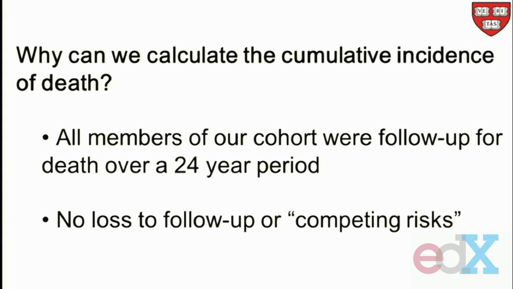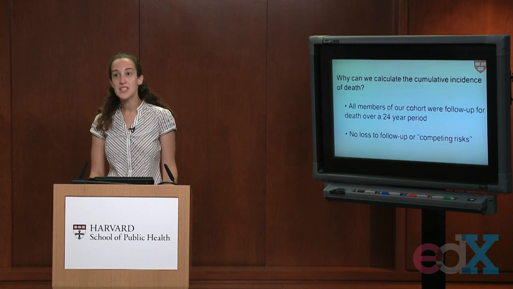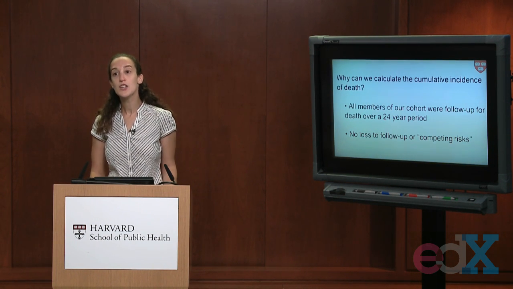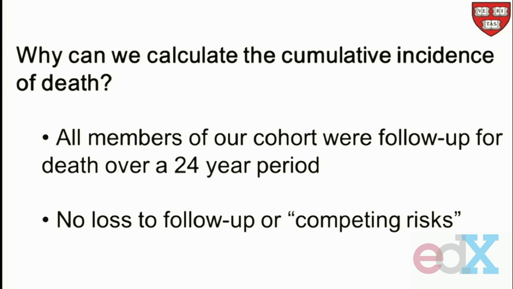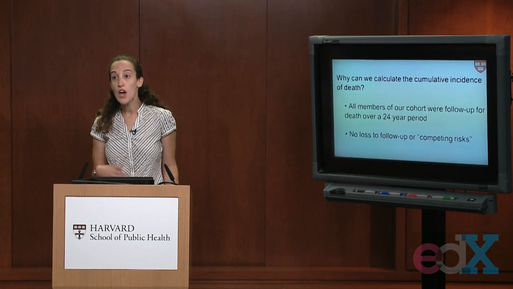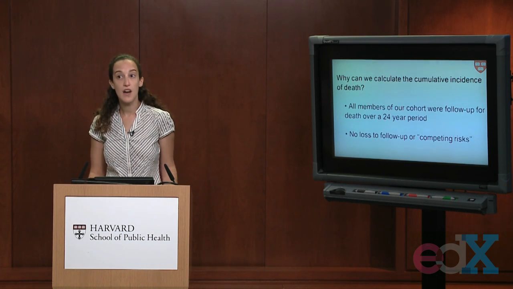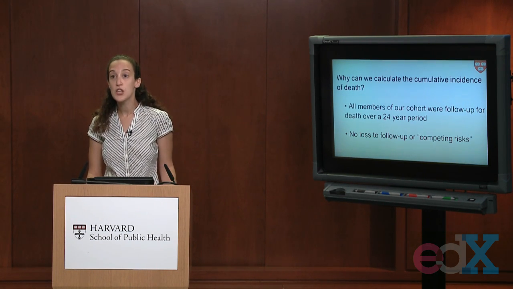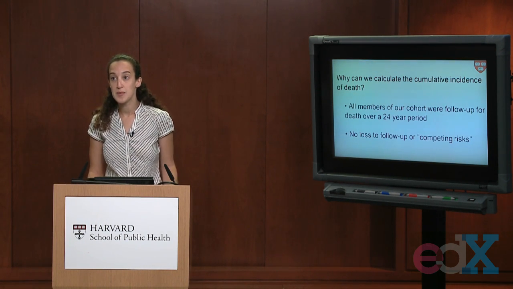So our first question is, why can we calculate the cumulative incidence of death? In order to be able to calculate cumulative incidence, certain conditions have to be met. So first, all members of our cohort were followed for death over a 24-year period. This means that we have no loss to follow-up or competing risks. You have to see whether or not someone died. We know whether or not everyone in the cohort died or not. Therefore, we can calculate the cumulative incidence of death. So let's go to STATA now and see how this would be done.